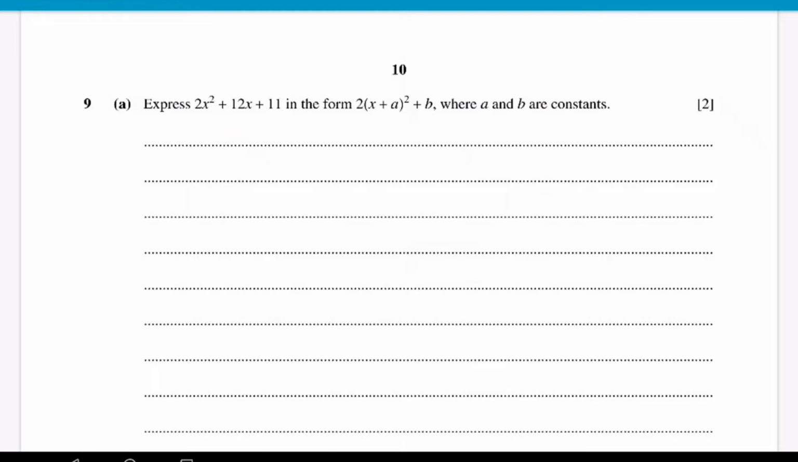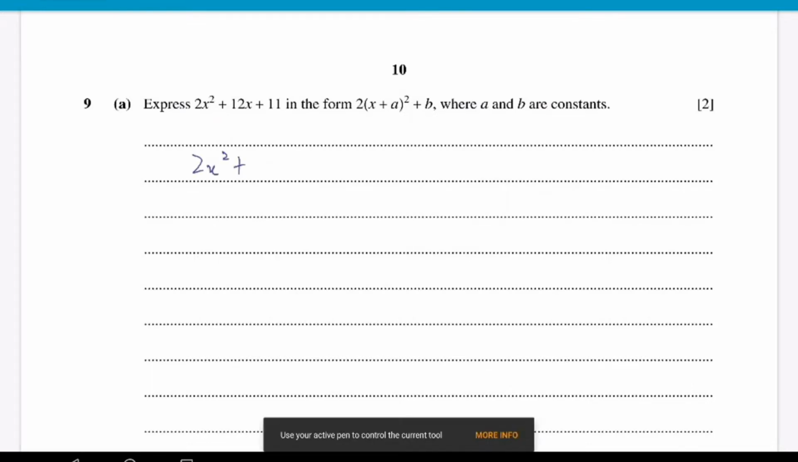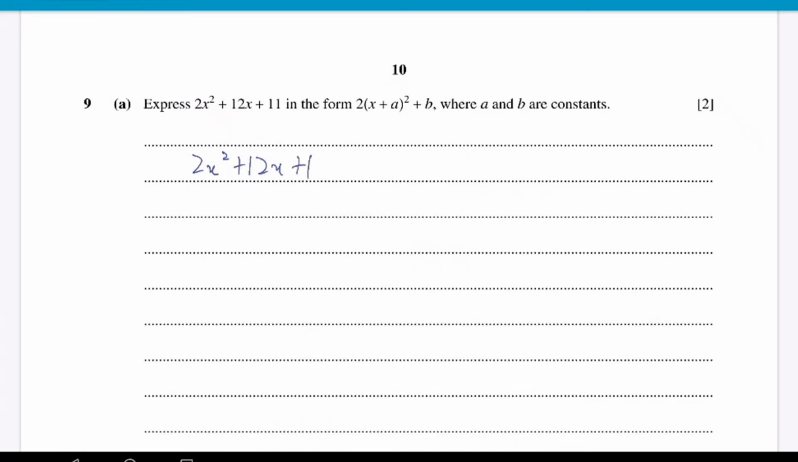It depends on your preference how you express it into the completed square form. Each of you has a different preference, so just use your own way to do that. Here I'm just trying to do that first.